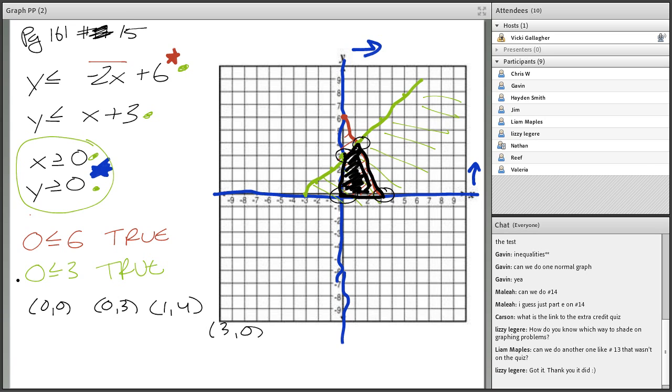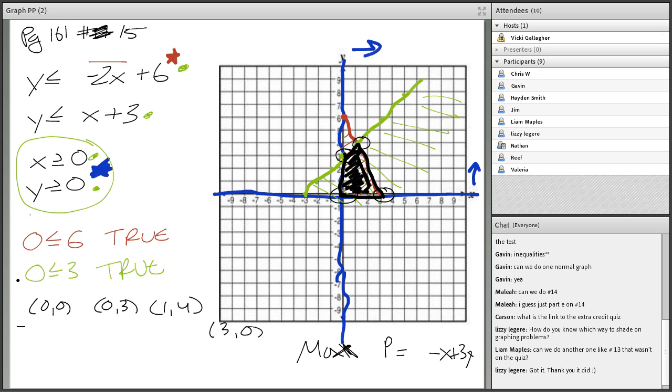Then we're going to read the directions because that's important. And the directions say that they want to maximize. So we're looking for big numbers. And the equation they gave us was negative x plus 3y. So I'm going to plug each of these in.